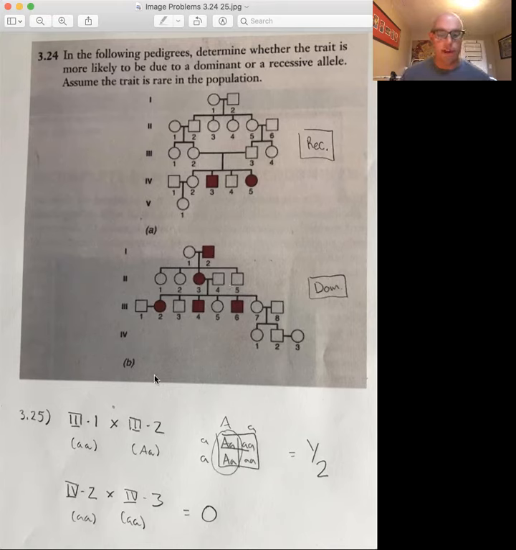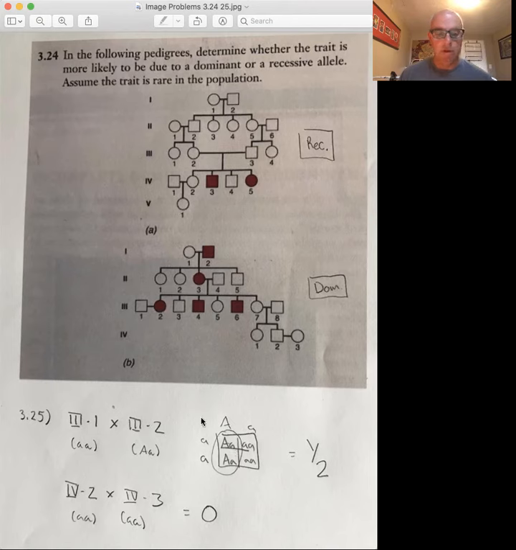Okay, then in 325, we're just looking at the dominant allele here in pedigree B, and it says a mating between 3-1 and 3-2. In a mating between those two, what is the probability that the offspring is going to have the condition? So we know since it's dominant, 3-1 is little a, little a, and 3-2 has a parent without it, which means that the genotype is big A, little a. You do a big A, little a crossing with a little a, little a, and half of the offspring have the condition, or half are the heterozygous big A, little a.